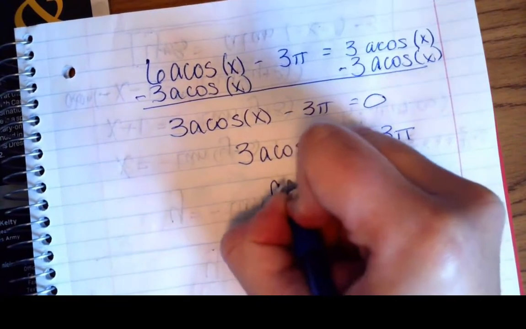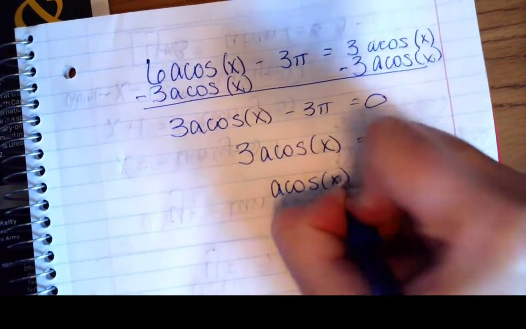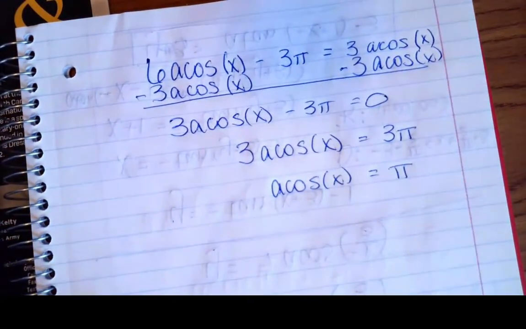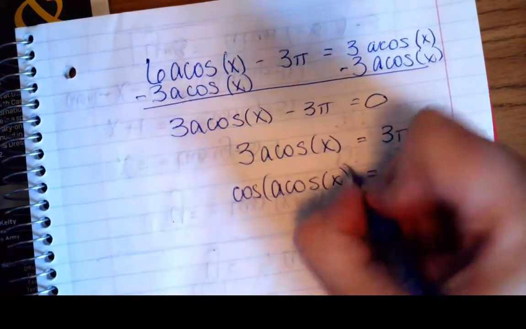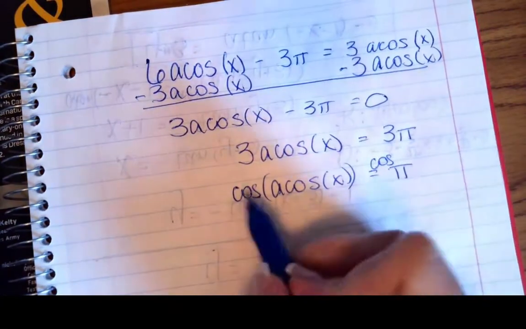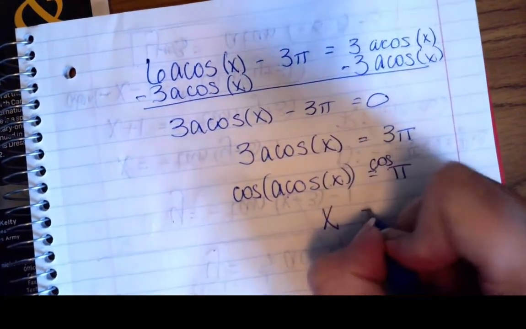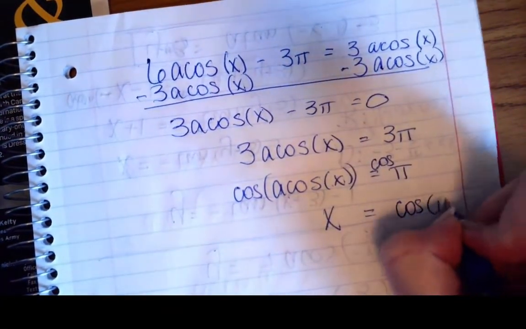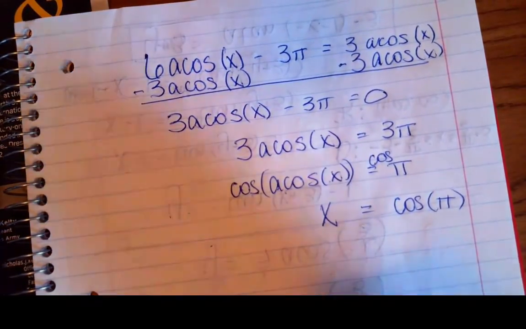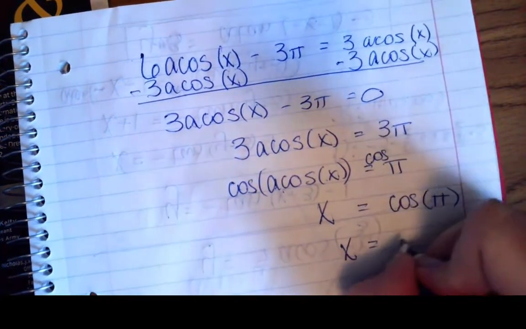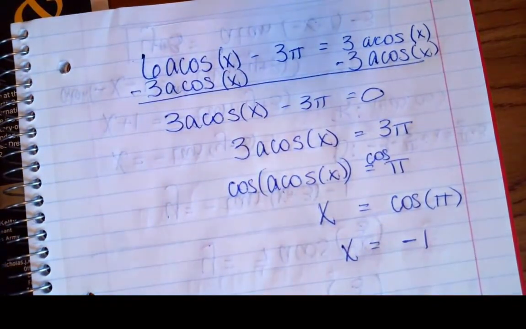I'm going to divide both sides by 3. And now I'm going to take the cosine of both sides. So the cosine of the arc cosine of x will be x, and that's going to equal the cosine of pi. Well, do I know what the cosine of pi is? I do. It's negative 1. So x equals negative 1. All right, so we've got that one.